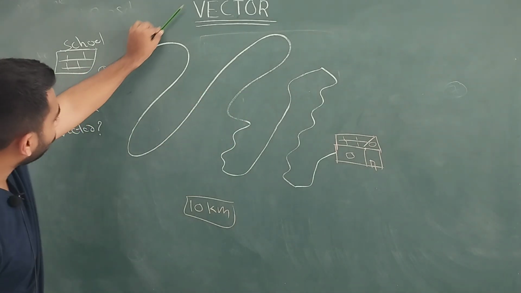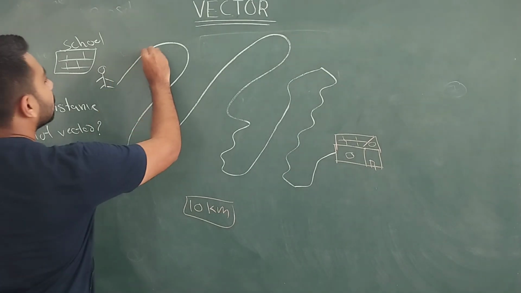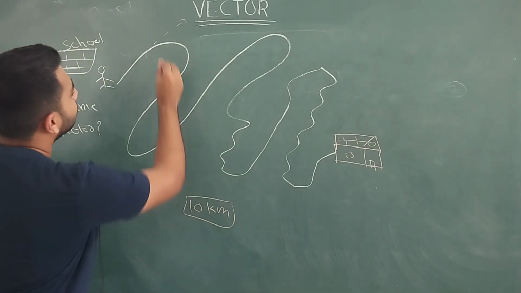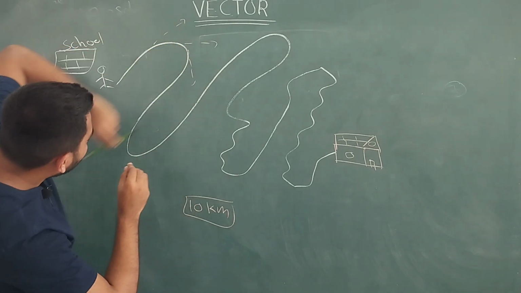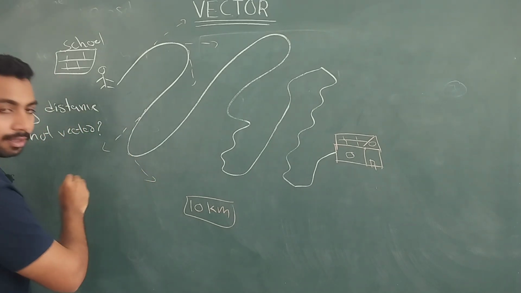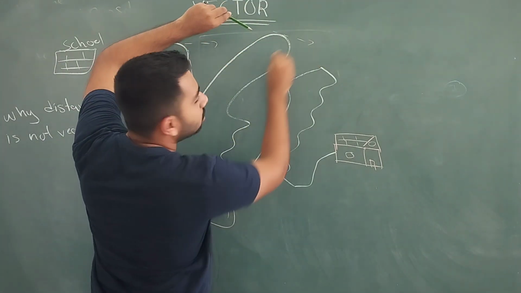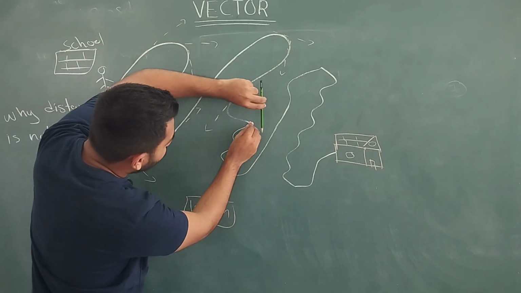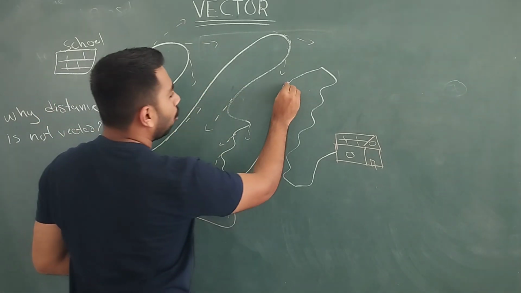If you start here, your direction is like this, and like this. Now turning, your direction is like this, and here your direction is like this, and here, and here, and again turning, your direction is like this. This is direction. How many directions?